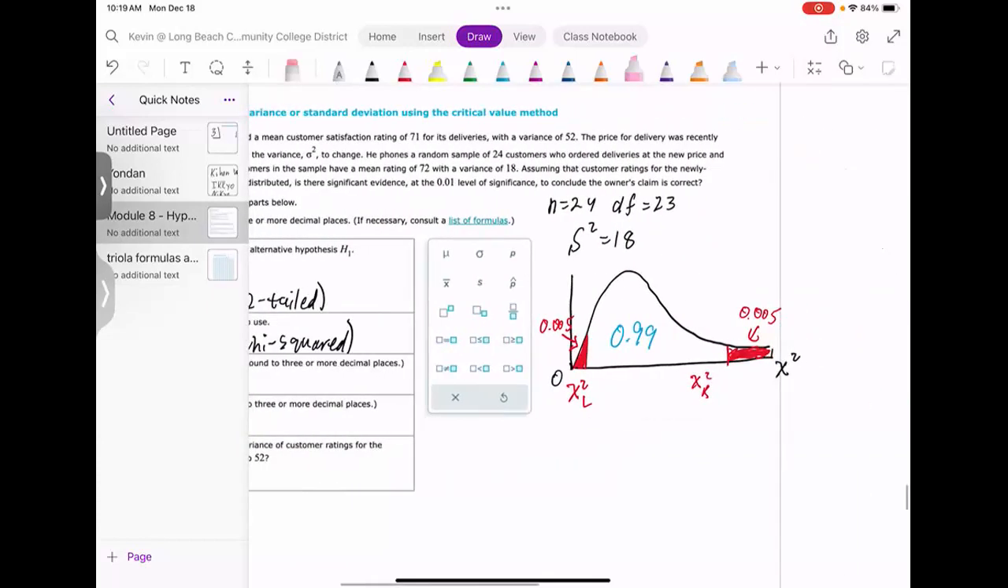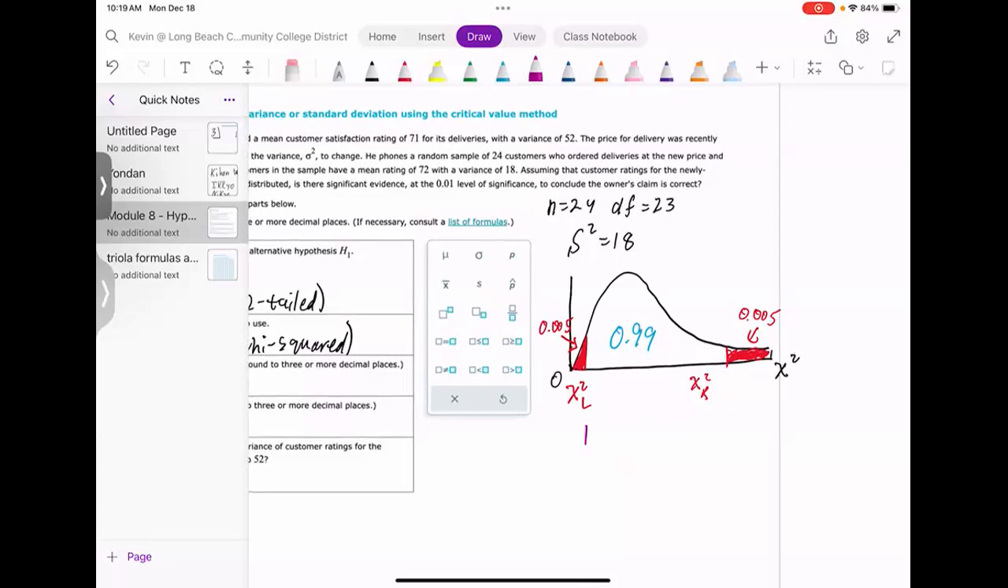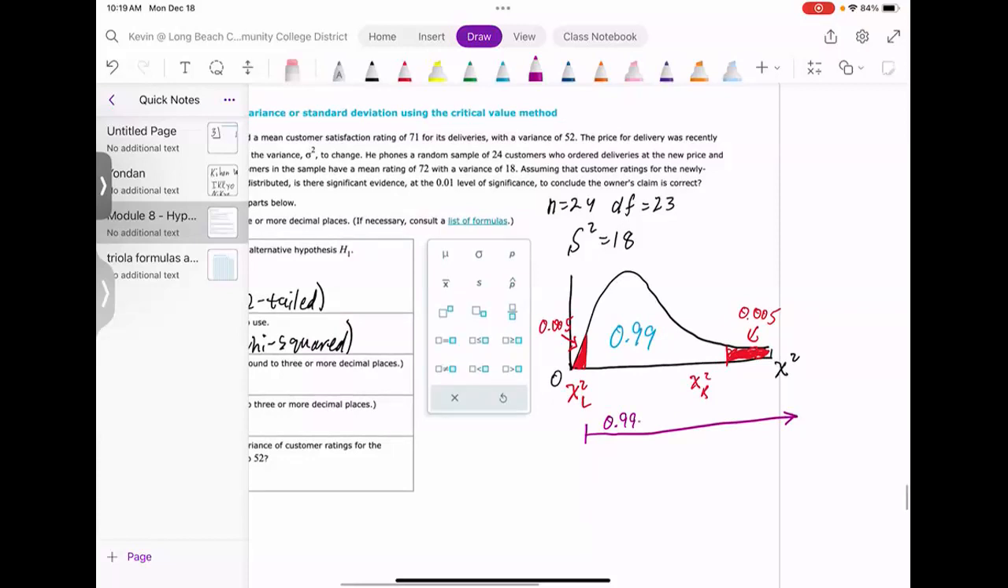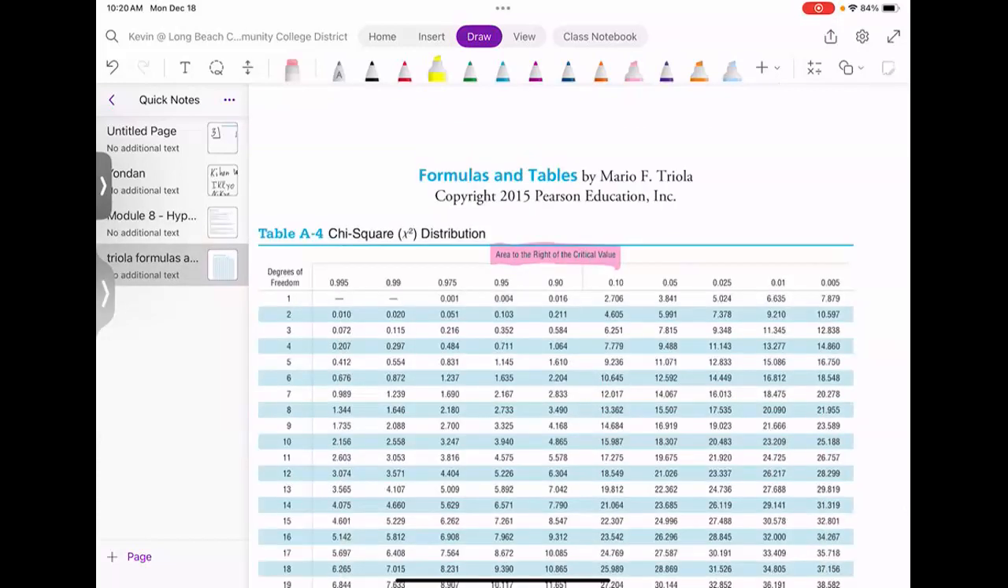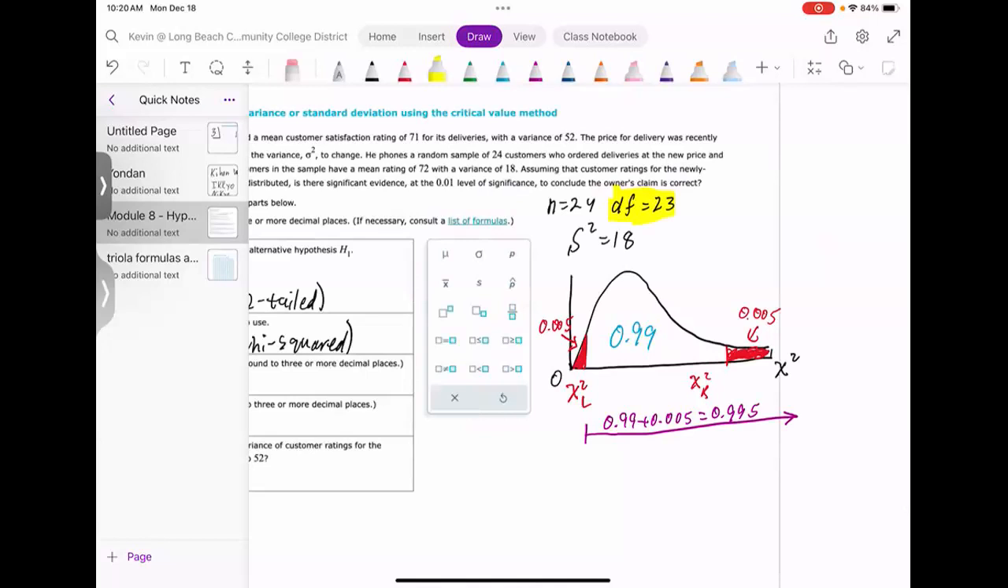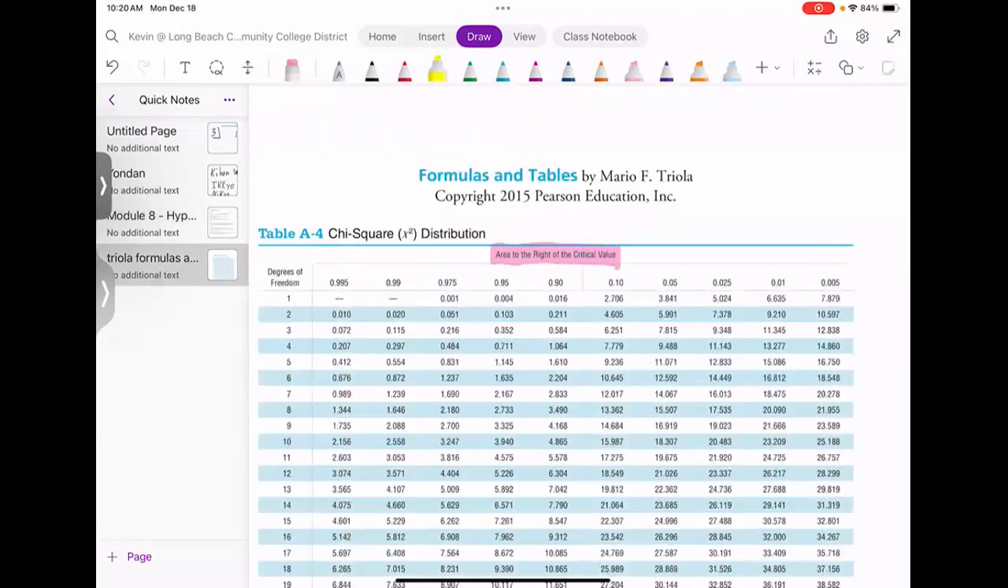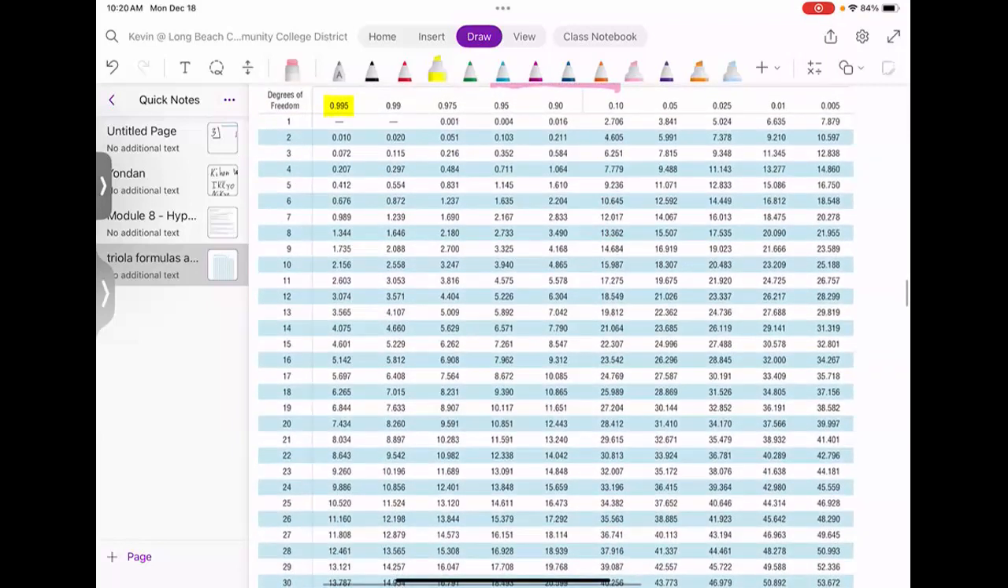All right, so clearly the area to the right here, off to infinity, is 0.99 plus 0.005, which is 0.995, again, with the degrees of freedom of 23. So let's find that first value. Degrees of freedom is 23, area to the right is 0.995. So 0.995, 23, there it is, 9.260.